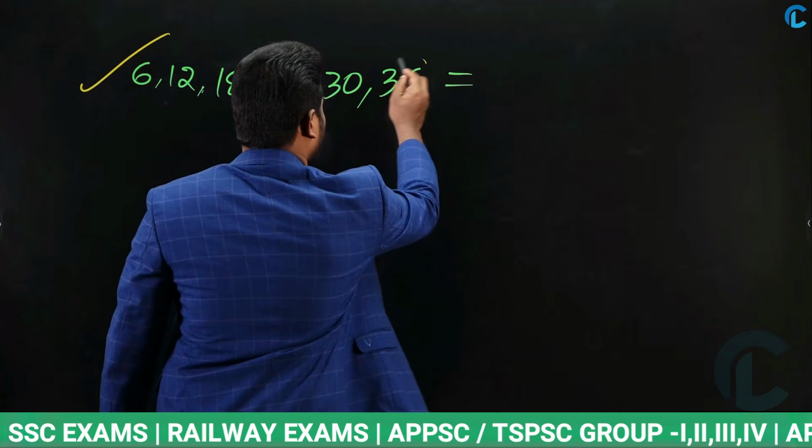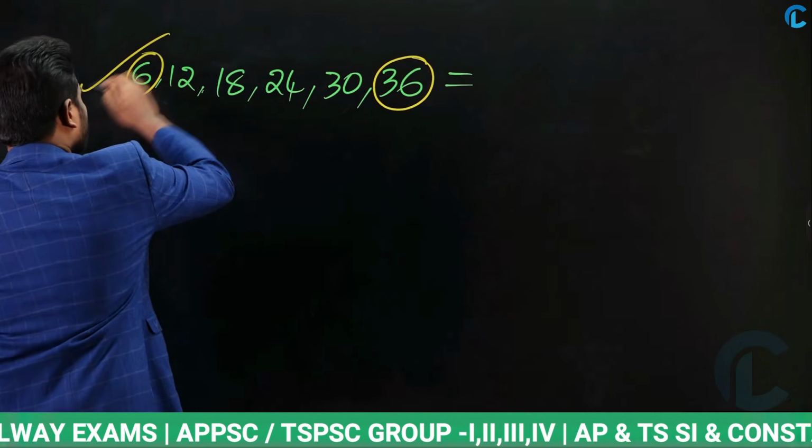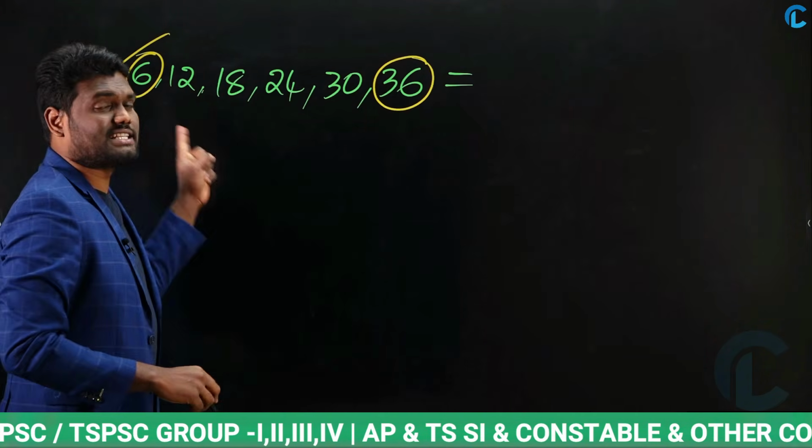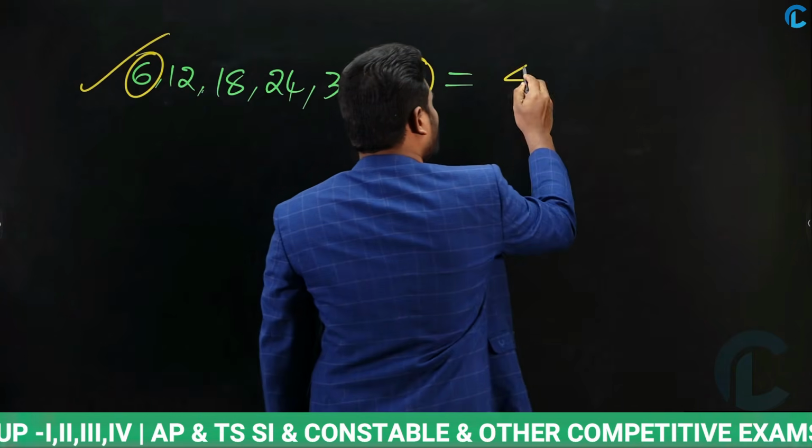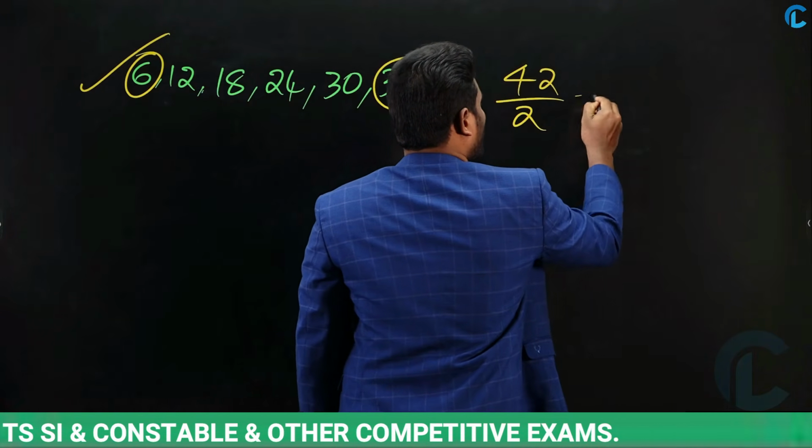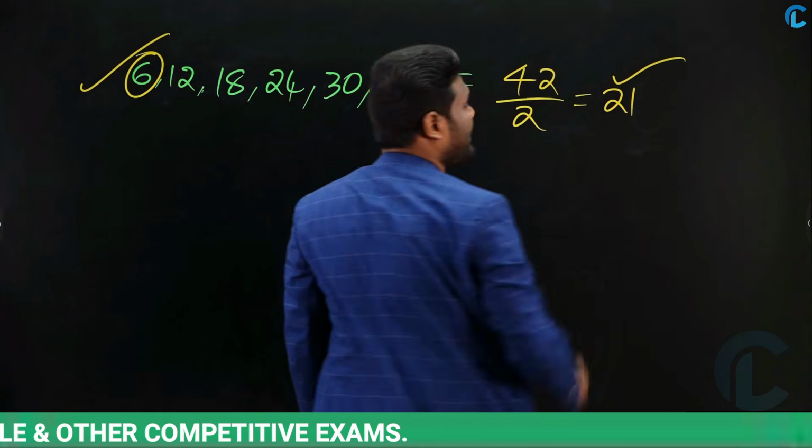So what is your highest number? 36. What is your lowest number? 6. So 36 plus 6 is 42. So 42 divided by 2, we can say that the average is nothing but 21.